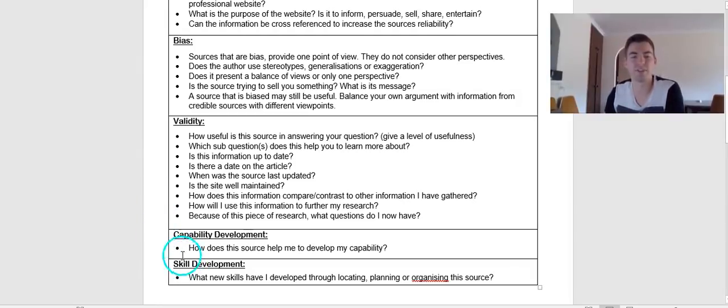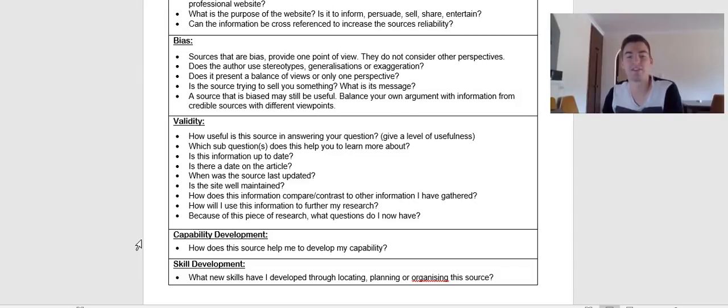Lastly, two things that we need to think about. And number one there, capability development. So in your proposal you said, yes, I'm going to develop in a certain number of capabilities and this is how I think I'm going to do it. Well, now I need to see whether this source that you found has actually helped you to do that. If you created your survey and your capability was literacy, then you're probably going to find that you were able to communicate with a wider range of people through creating the survey. In that way, you were able to develop in your capability.